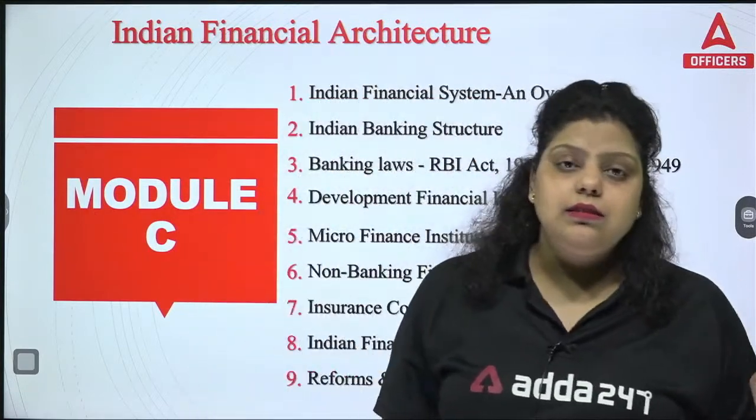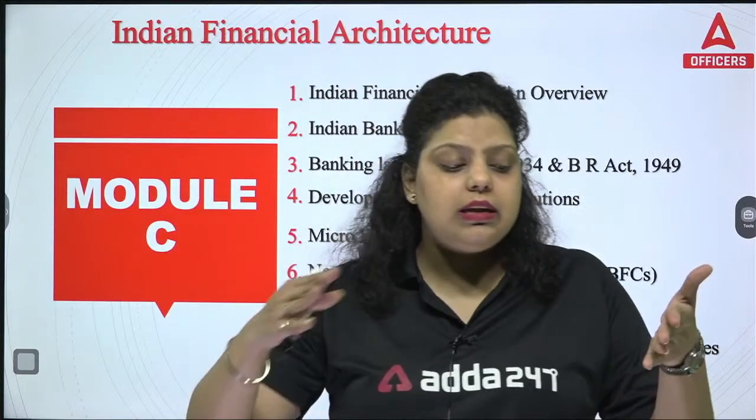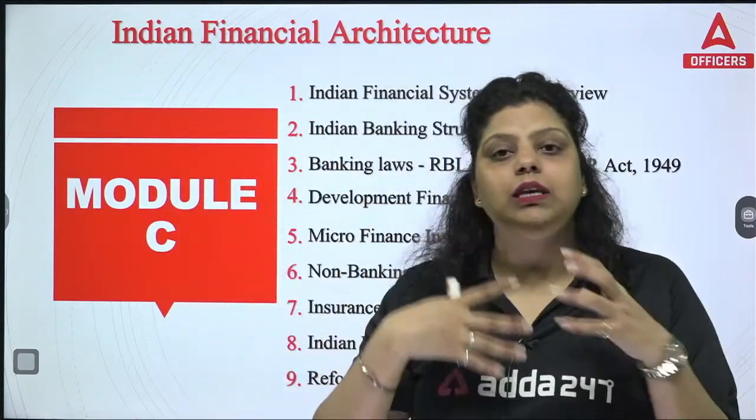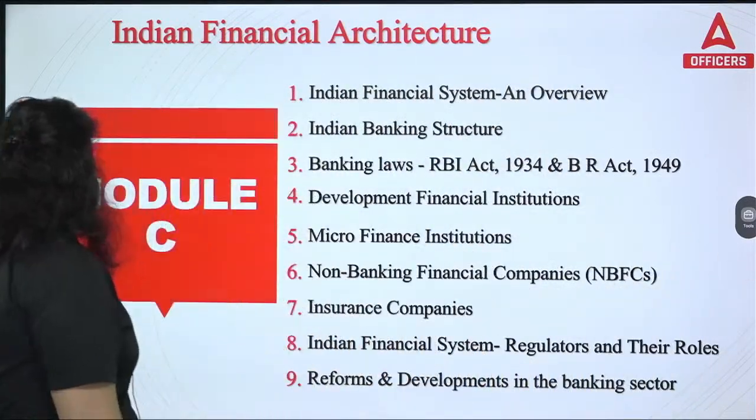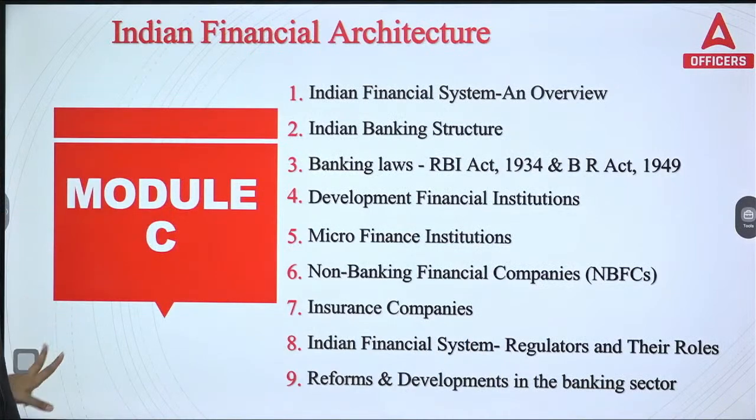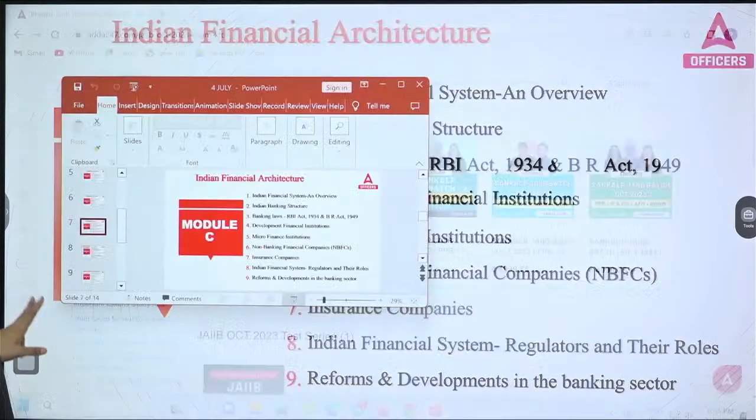Under the DICGC, the insurance claim increased from 1 lakh to 5 lakh. So these reforms we have to cover under the particular chapter. This is module C of yours. Okay, now let's discuss module D.